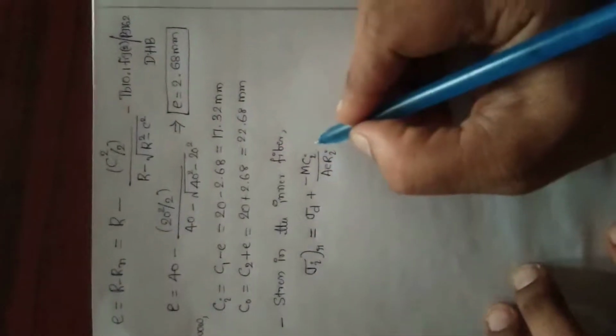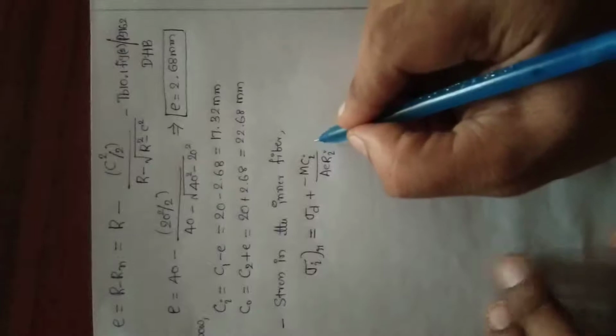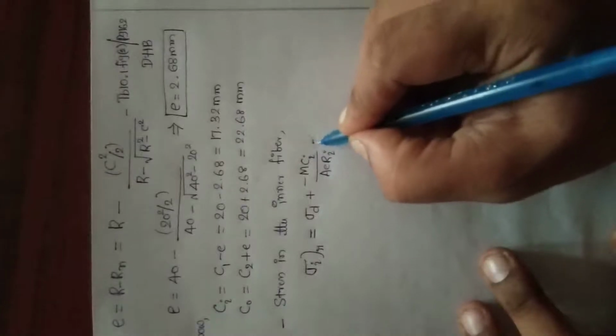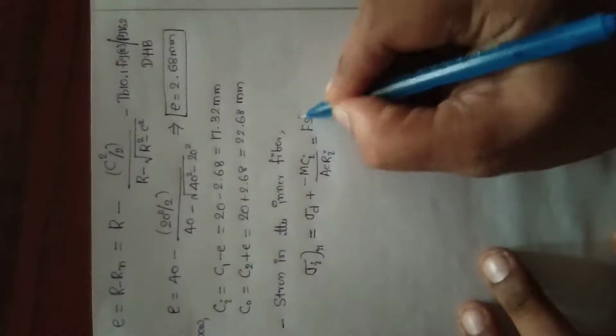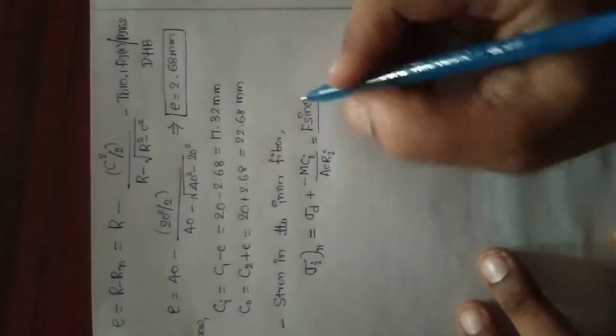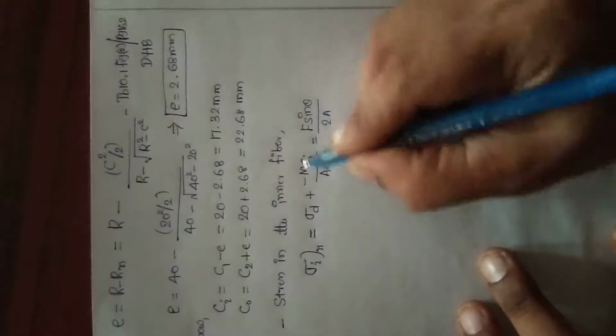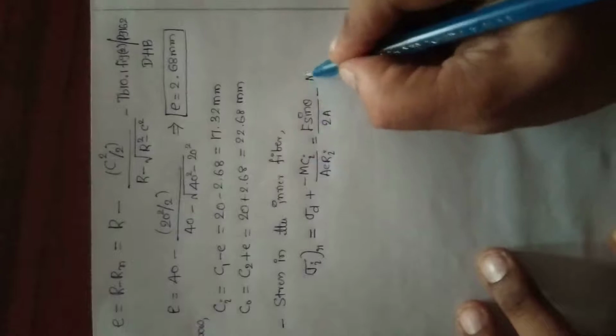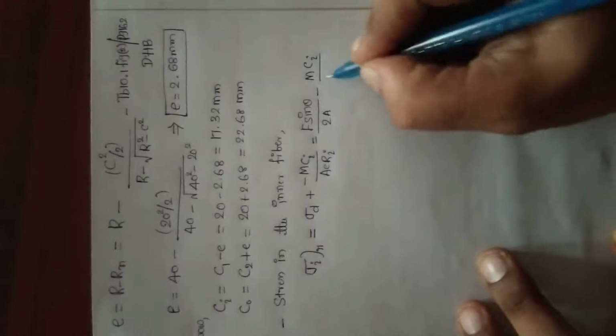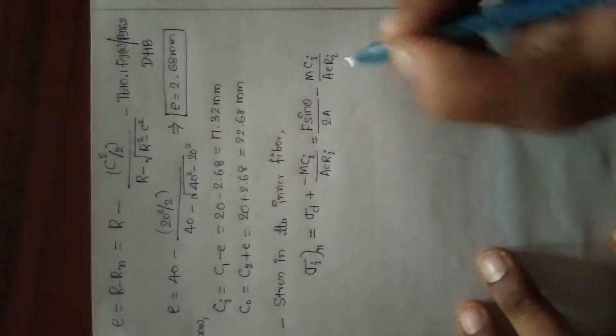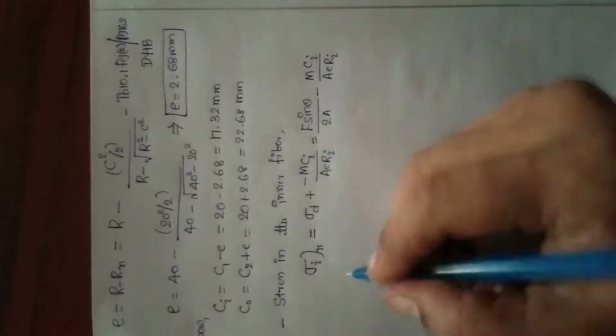So what will be the direct stresses when I take theta equal to 0? The direct stress formula is F sin theta divided by 2A. Then this I will take as minus M Ci by A e Ri. Fine. So now I will substitute the values.